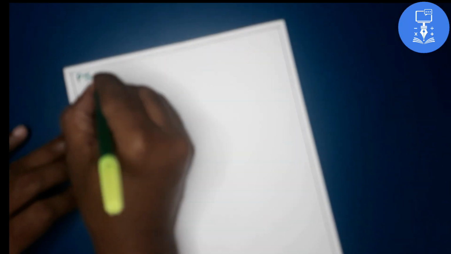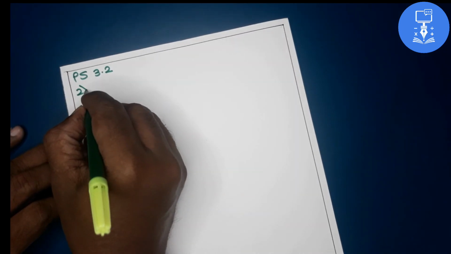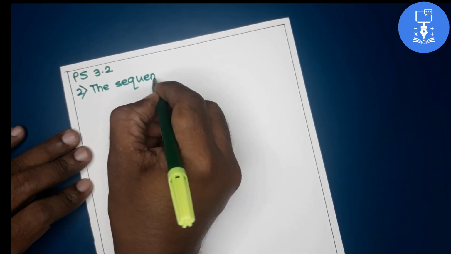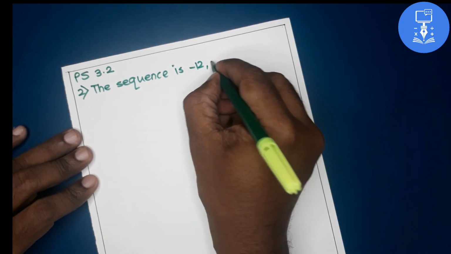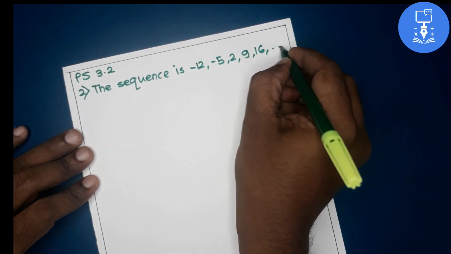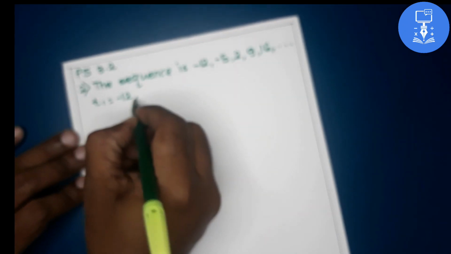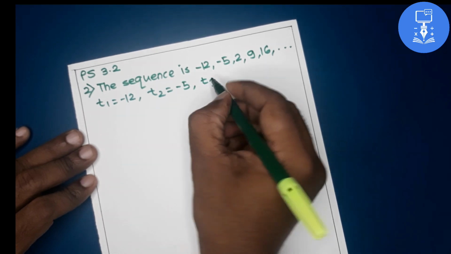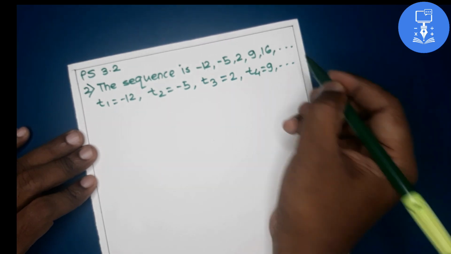Practice set 3.2 and problem number 2. The given sequence is -12, -5, 2, 9, 16 and so on. So T1 is equal to -12, T2 is equal to -5, T3 is equal to 2, T4 is equal to 9 and so on.